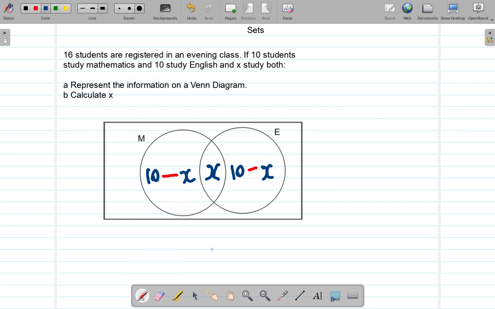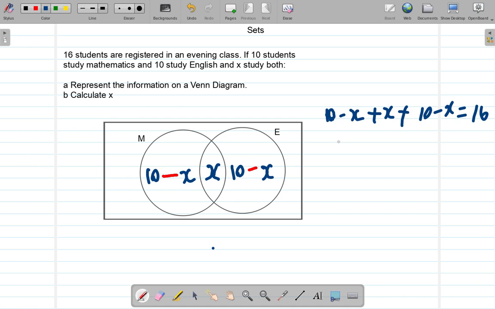Now, you're supposed to calculate the number that do both. Now let's look at this method. Let's look at what's happening in each section, each area. 10 minus X plus this X plus this 10 minus X all add up to 16.